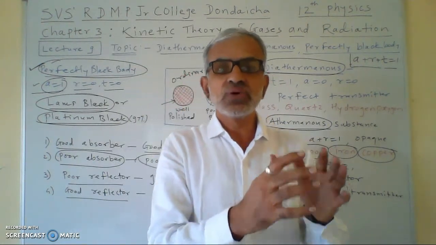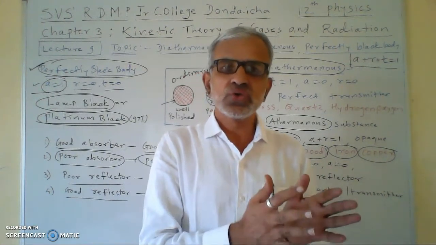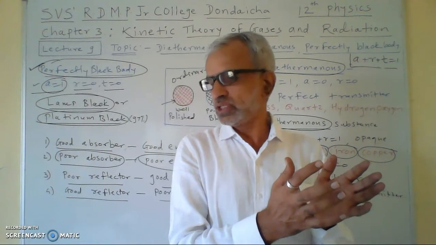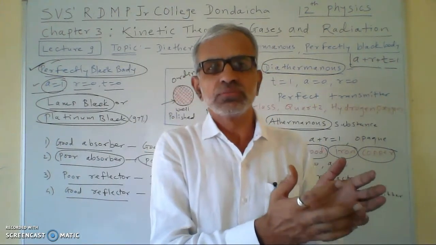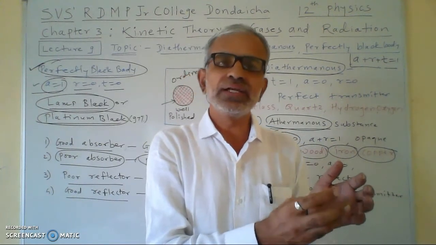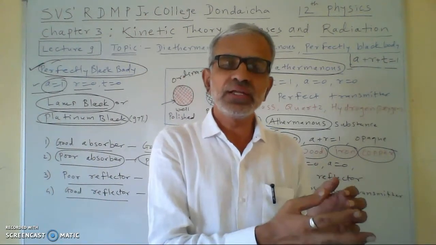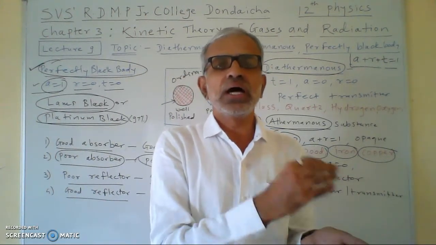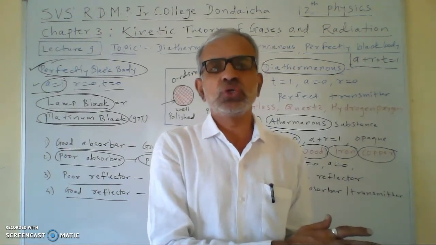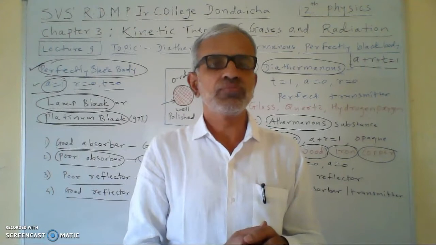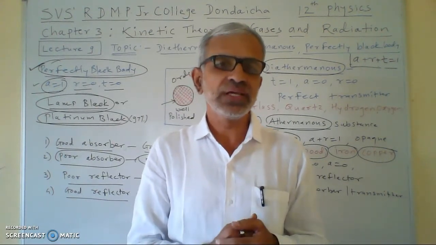Therefore, inside the thermos flask there is a silver coating, so that it reflects more and absorbs less. So a good reflector is a poor absorber and a poor reflector is a good absorber. So this is all about the perfectly black body, the explanation of the perfectly black body.